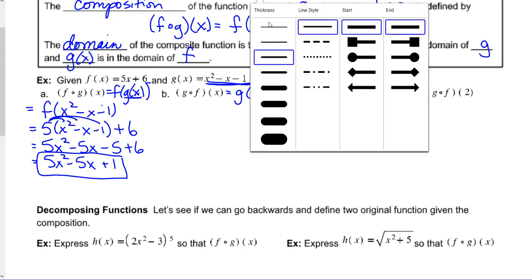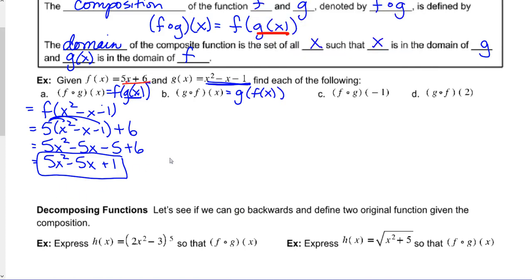Let me change some colors here. Go to our f of x function, and I'm going to take this and put it inside there. So it looks like this, g of now 5x plus 6. So now we have to compose again. We have to operate again, where now I'm going to take this and put it inside the g function. So here we go. Wherever I see my x, I'm going to replace it with 5x plus 6. So my rule of function g says I need to square what's inside here. So we're going to go 5x plus 6 quantity squared.